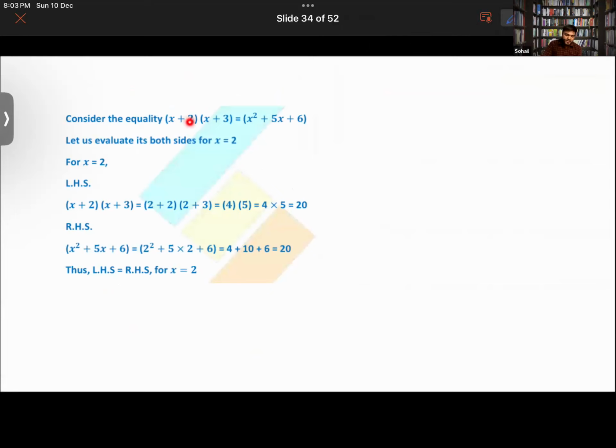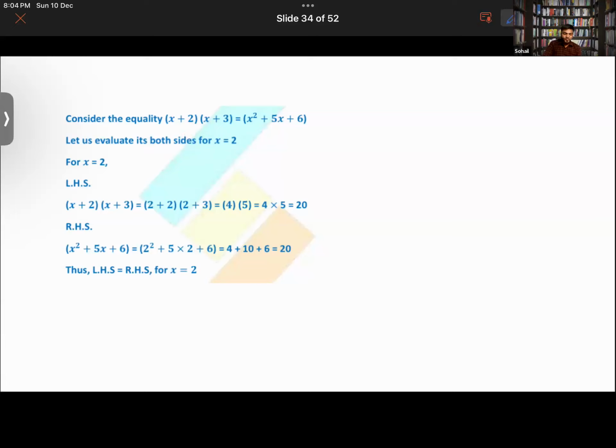Look, say you have an equality x plus 2 into x plus 3, that is equal to x square plus 5x plus 6. Imagine that this is an expression given here, there is an equality sign, and on the LHS and RHS of the equality sign these expressions are given. Let's evaluate both sides for x equals 2. Had you taken x equals 2 on both sides of the equality, will the LHS and RHS be equal to each other? Let's try to find out.